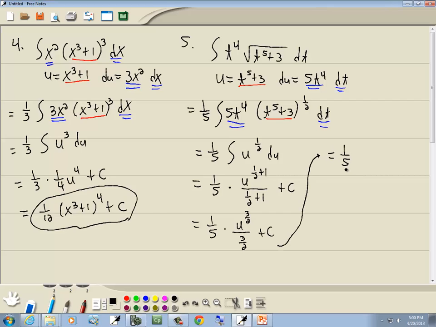Remember, if you have a single fraction down in your denominator, you flip it and multiply it times your top part. So we got 1/5 times 2/3 u to the 3/2 plus c. 1 times 2 is 2, 5 times 3 is 15, and u we said was t to the fifth plus 3. So we got t to the fifth plus 3 to the 3/2 power plus c. And that's our answer.